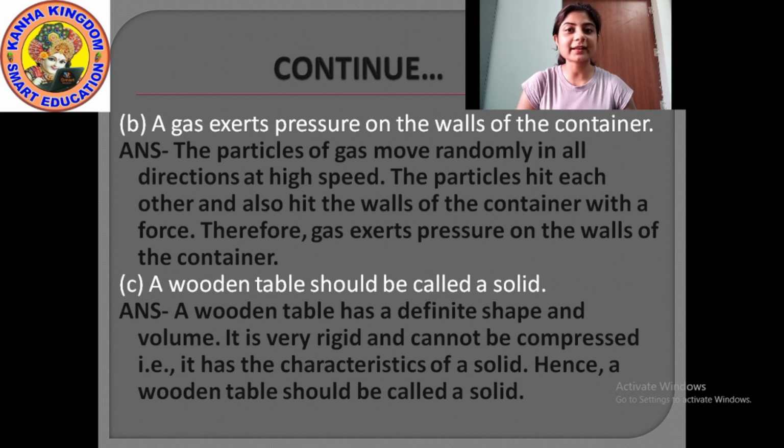What are the characteristics of a solid? It has definite shape and definite volume. It is rigid and incompressible, that means it cannot be compressed. That is why a wooden table should be called a solid.